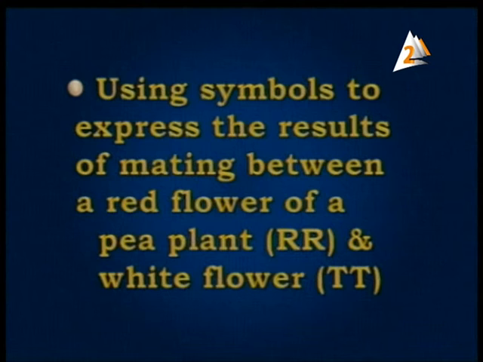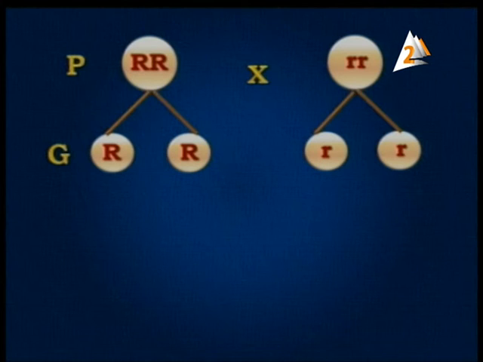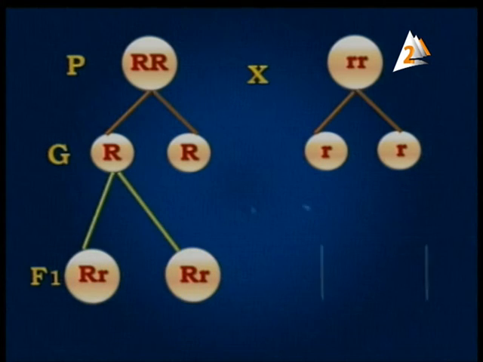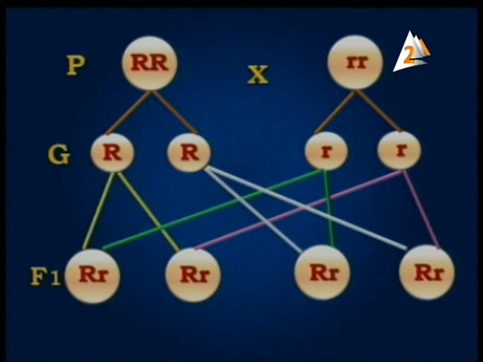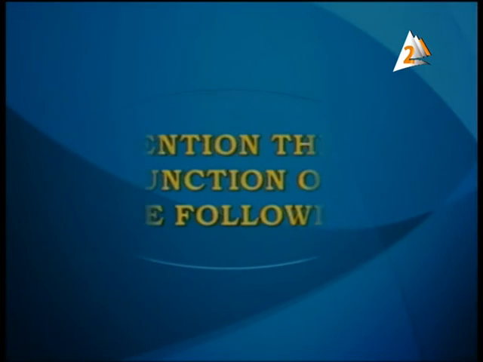Let's go to C. Using the symbols, express the result of mating between the red flower of a pea plant, R capital, and white flower, R small. So here this is R capital times R small. It makes R capital as gametes, and we have R small. So this F1 makes this generation. Here the R capital, all of them 100% are red flower, dominant trait, like the last one. But if I have R capital, R small, we have another type of this dominant trait that appears by another percentage.